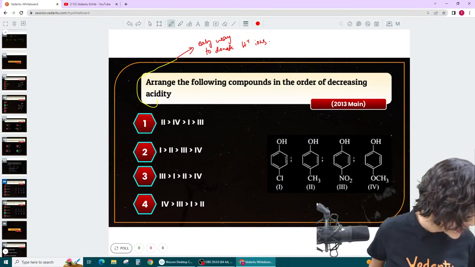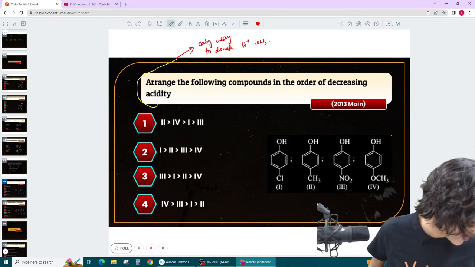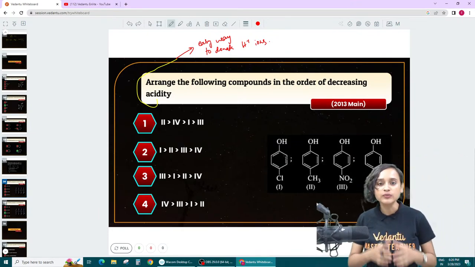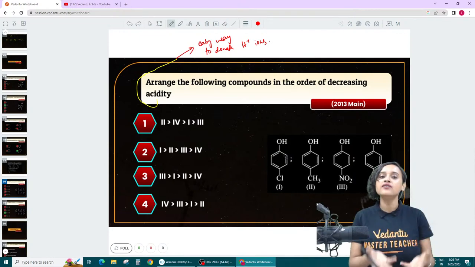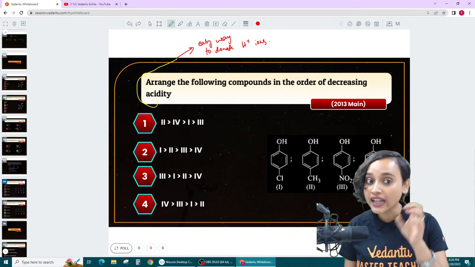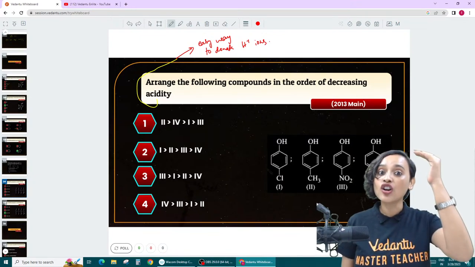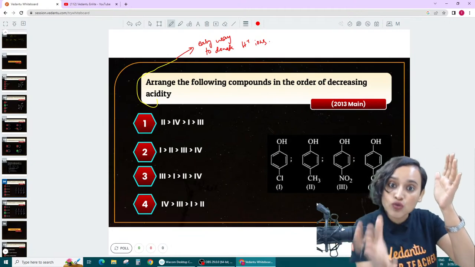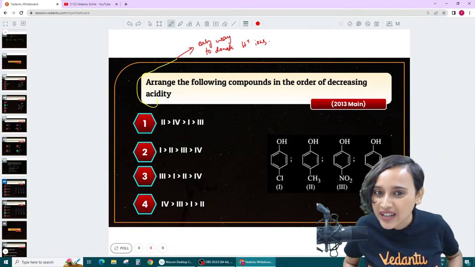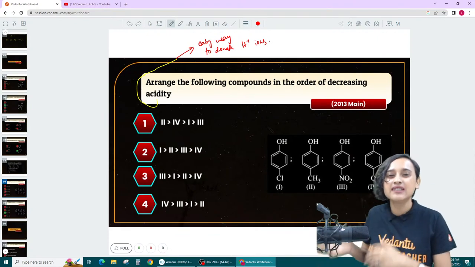Now we know that the electron releasing group will give electron. If there is an electron releasing group, they will give electron. When they give electron, the electron density on O will increase. And if the electron density on O increases, to compete with that, the H plus ion will have to stick. H plus ion will not be easily donated.